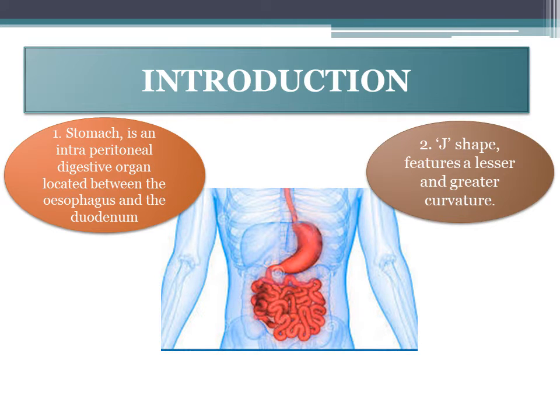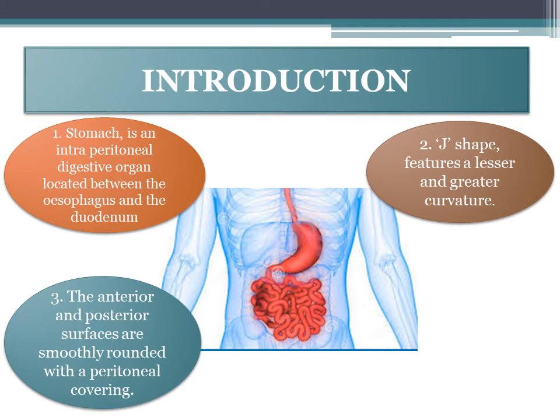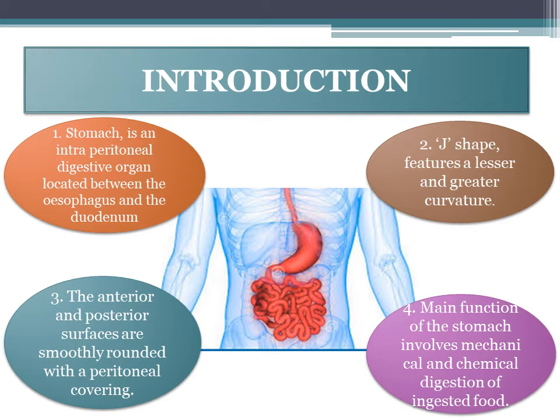Next, the stomach is J-shaped and features a lesser and greater curvature. Third, the anterior and posterior surfaces of the stomach are smoothly rounded with a peritoneal covering. And lastly, the main function of the stomach involves mechanical and chemical digestion of ingested food.